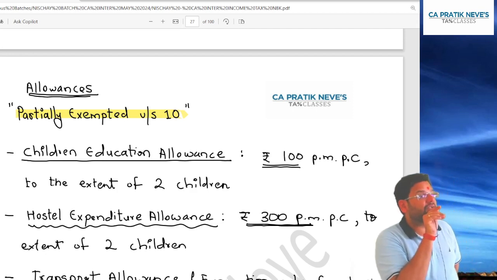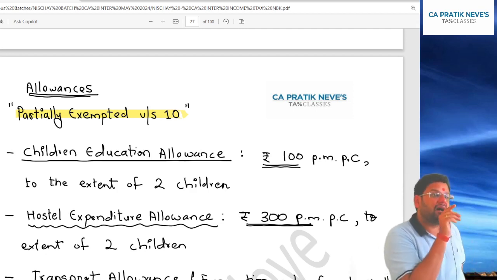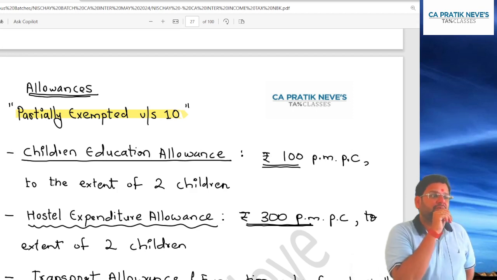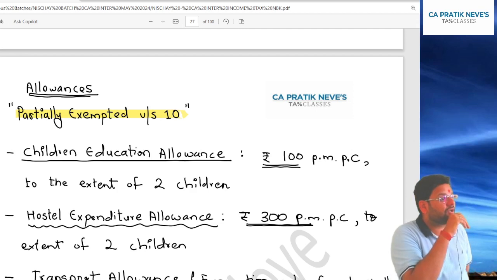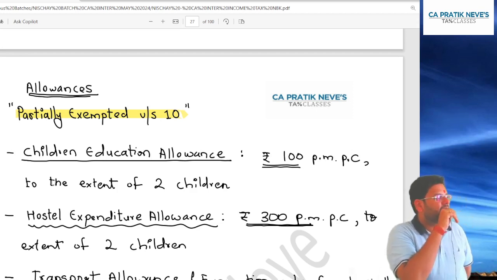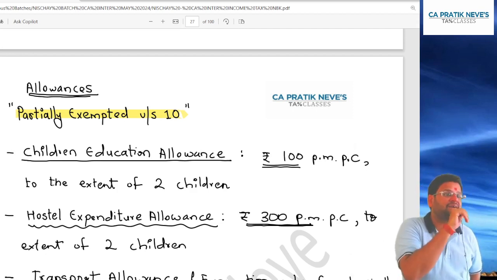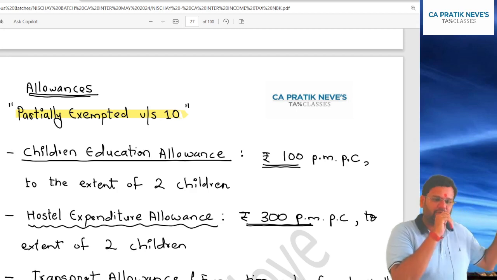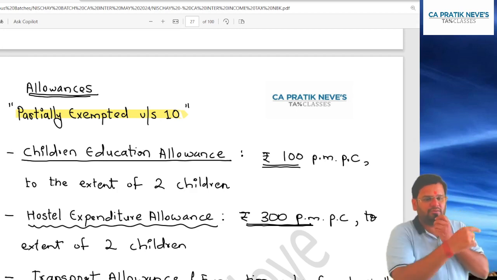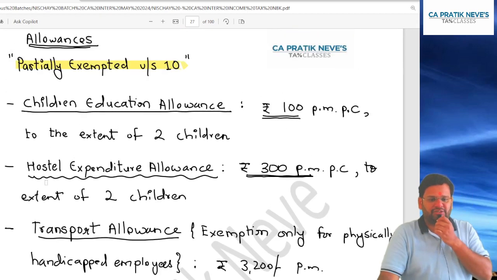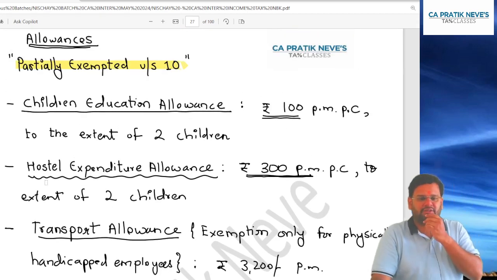Then in personal there are two possibilities: section 10 and others. Others discussion is over because others are always fully taxable. So what should I discuss now? Section 10. Why? Because they are partially exempted. So I should explain how much exemption you can take. That's what I'm doing. So allowances, write down: partially exempted under section 10.